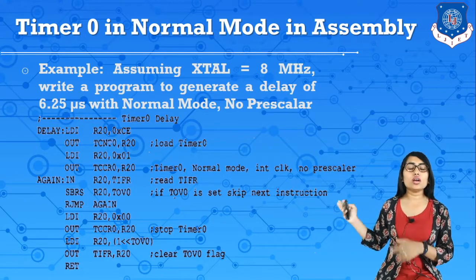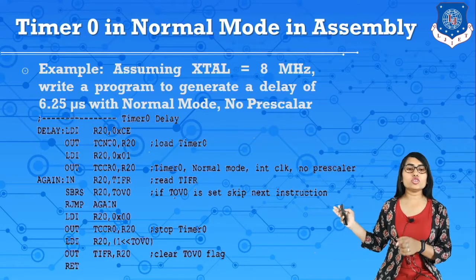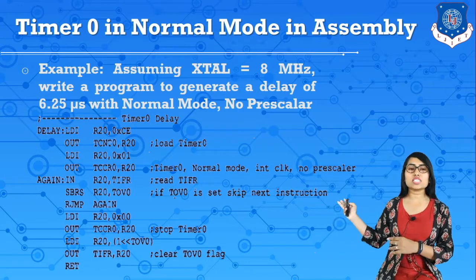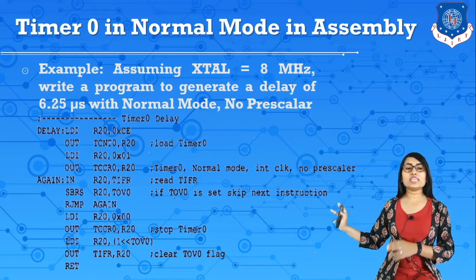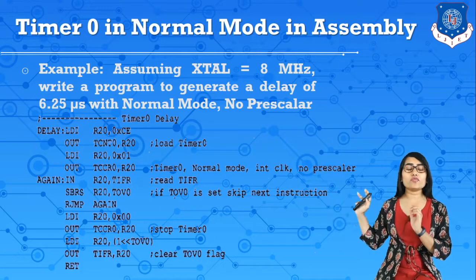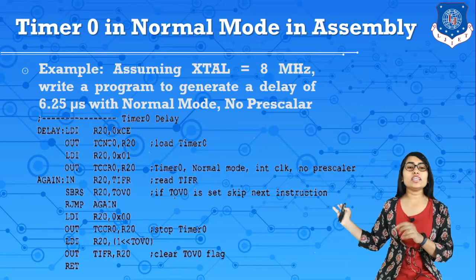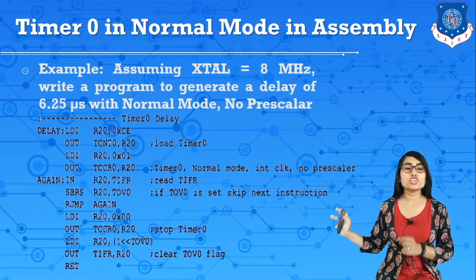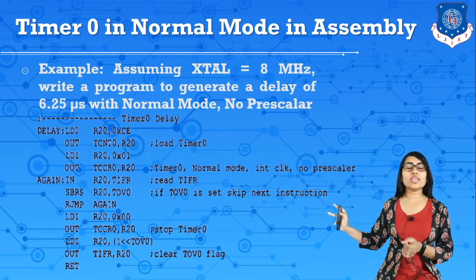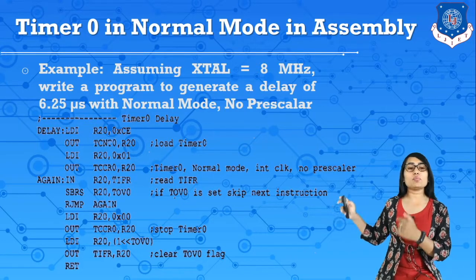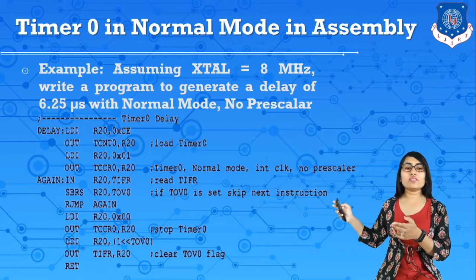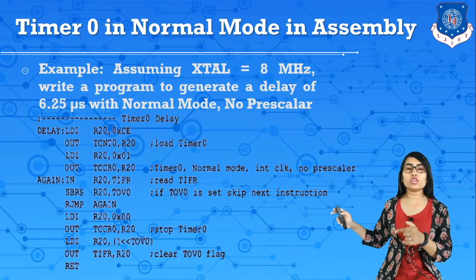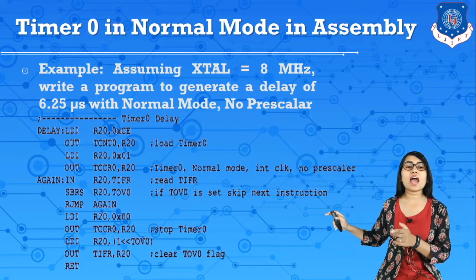Now we have to continuously read the value of TIFR. So here we use the instruction IN R20, TIFR. Whatever the contents of TIFR are copied in R20, and to read the TOV0 flag in particular we use the SBRS instruction, SBRS R20, TOV0. If TOV0 is equal to 1, then skip the next instruction. Whenever TOV0 is equal to 0, it executes the next instruction, which is RJMP again.